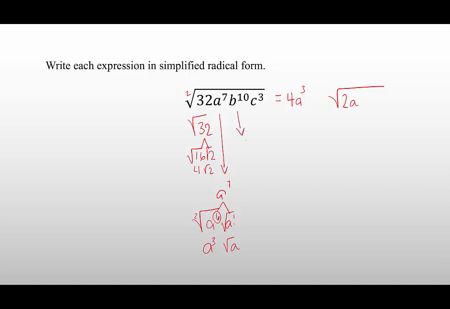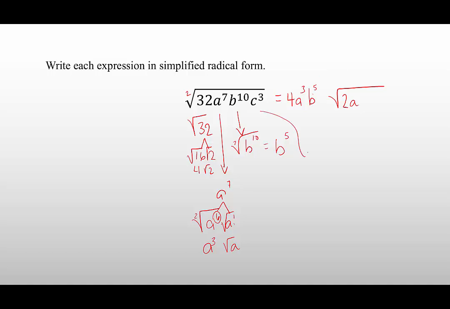For b to the 10th, 10 is a multiple of 2, so we don't need to split it up. We can leave it like this, or we can say that b to the 10th is a perfect square, and its square root is b to the 5th. So we would take the 10 and divide it by 2, giving us b to the 5th. b to the 5th joins our 4 and a cubed.